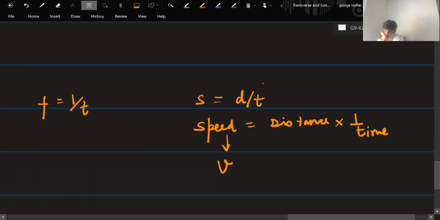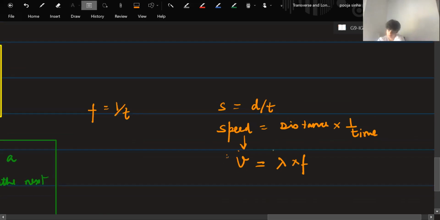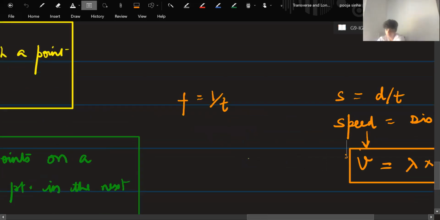ये मैंने आपको वेव इक्वेशन याद कराने से पहले, हमने सिंपली स्पीड इज इक्वल टू डिस्टेंस अपॉन टाइम, जो फॉर्मूला हमें ऑलरेडी पता है वो लिख रहे हैं. स्पीड इज नथिंग बट v, राइट? What is distance in a wave? Distance in a wave is lambda. Lambda यानी wavelength, so I'll represent with lambda. And what is 1 upon time? Frequency, which is f. So I'll straight away write this. So you know now this is the equation for the wave. That's called the wave equation.